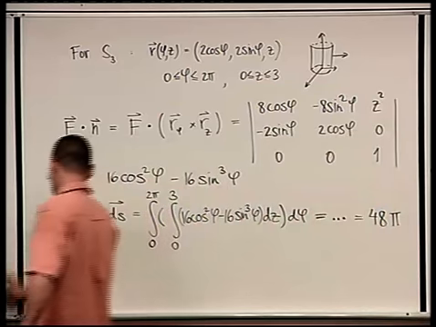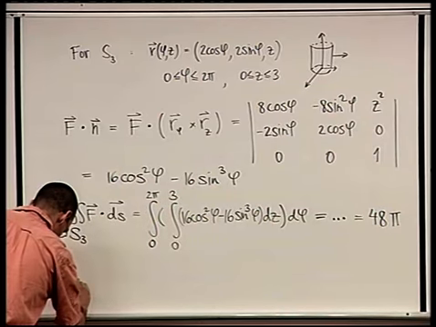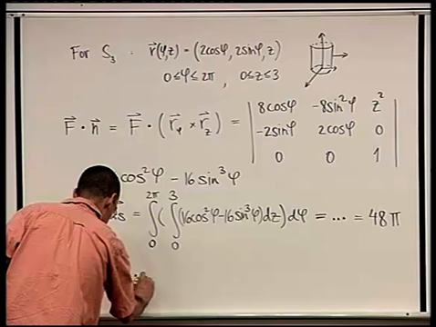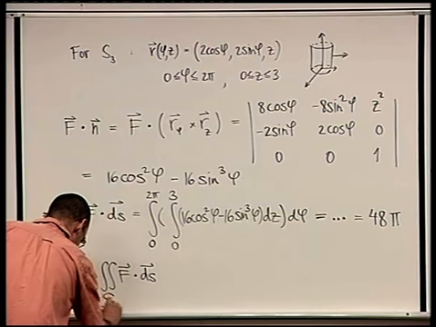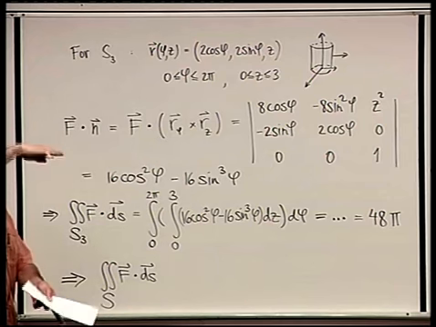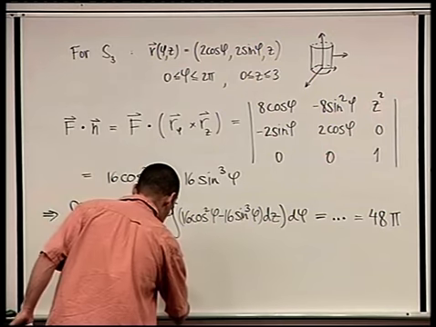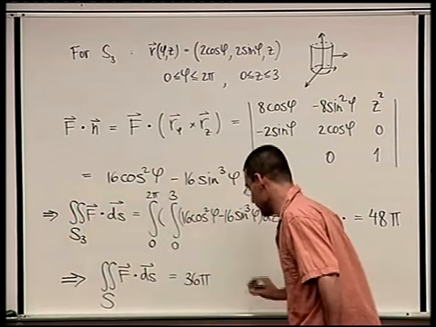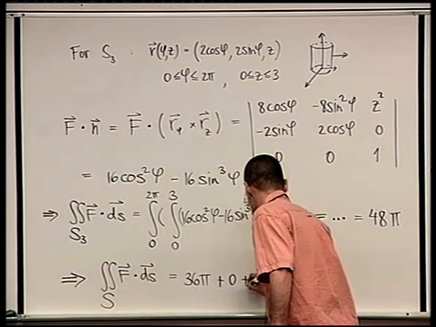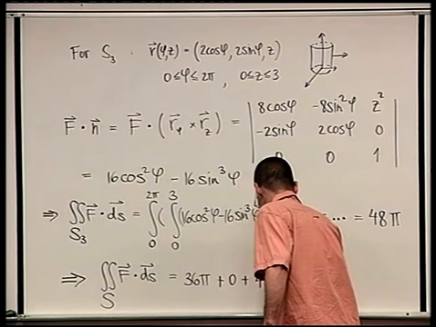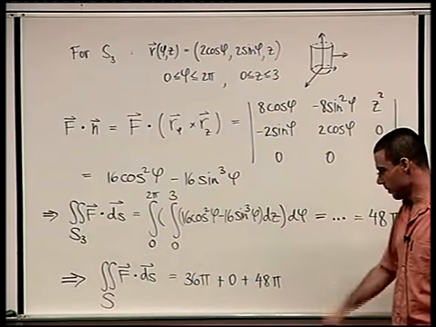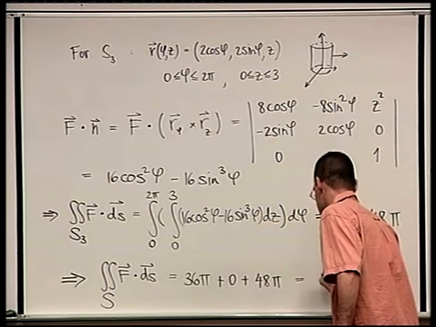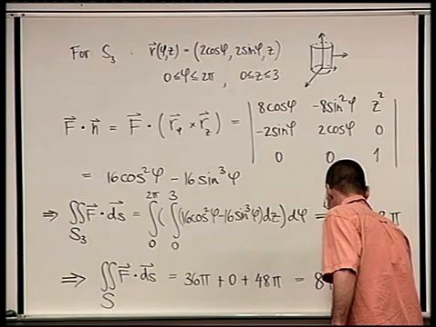So finally, the bottom line is the integral of f dot dS over S, over the entire surface, cylinder with the 2 caps, is 36 pi, which is the integral over S1, plus 0, plus 48 pi. Those are the contributions of the top, the bottom, and the sides. And the total is, what? 84 pi.